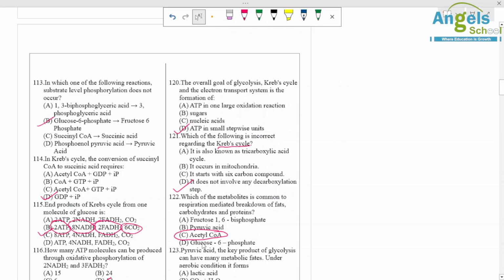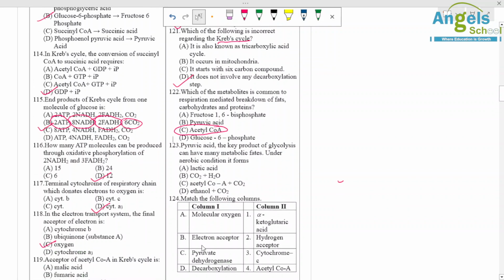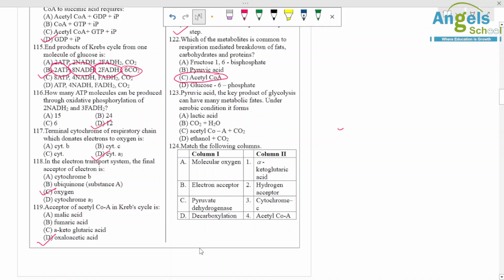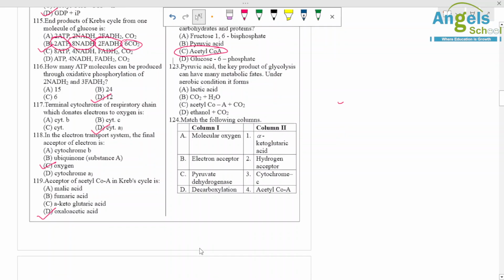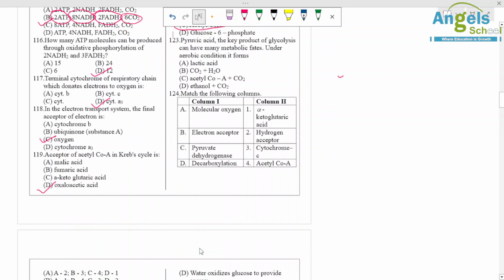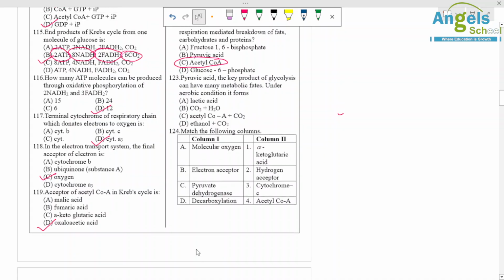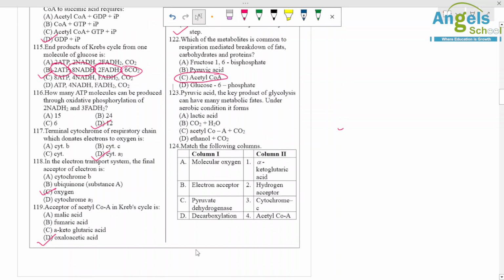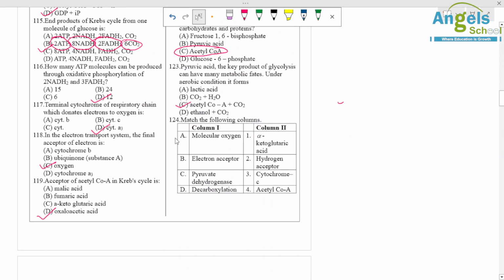Question number 123. Pyruvic acid, the key product of glycolysis, can have many metabolic fates. Under aerobic condition, it forms lactic acid, CO2 plus water, acetyl-CoA plus CO2, ethanol plus CO2. So if in glycolysis, pyruvic acid is going into a link reaction, if oxygen is present, then it is converted into acetyl-CoA plus CO2. So C option is right.